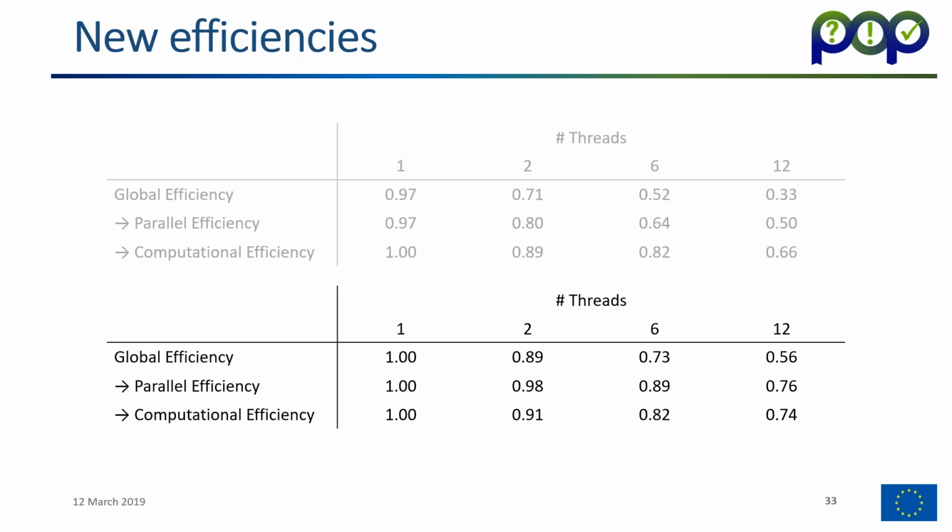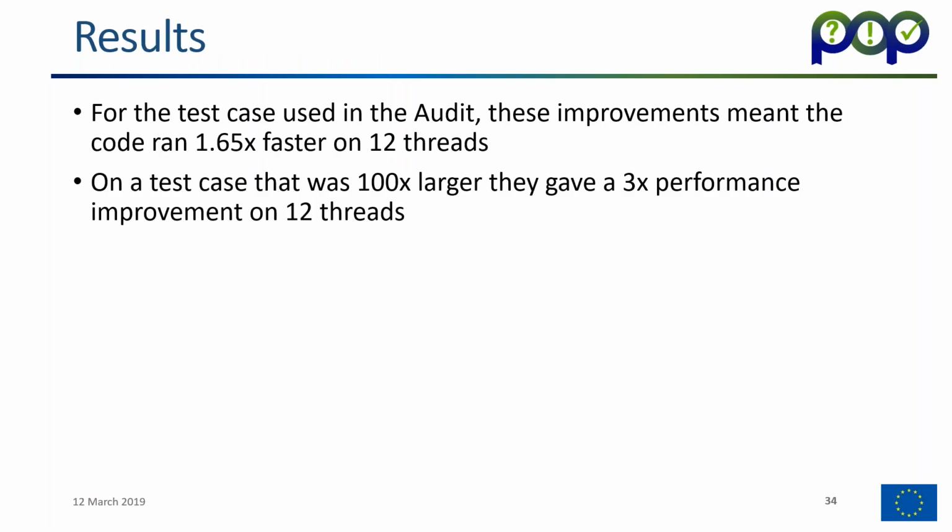What we can also show, and perhaps more useful to end users, is the effect this had on the overall runtime of the code. Looking at just the time it took to run the test case we were given, on 12 threads it ran about 1.65 times faster with the modified code compared to the old code. That's obviously a nice performance improvement.